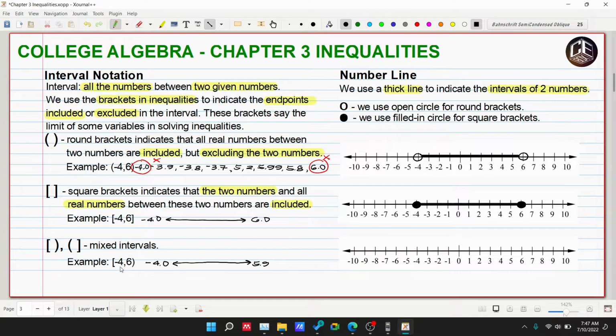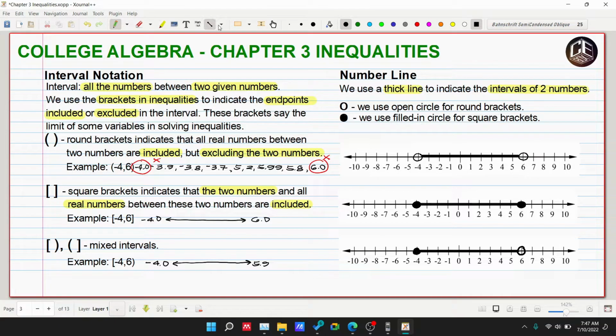Next is, okay, negative 4, then, square bracket, and positive 6, tapos round bracket. So, dito, included siya, no? Ayan, included sa negative 4, and then, excluded naman yung positive 6. Pero, pasok lahat ng real numbers sa pagitan nilang dalawa. Okay? So, meron din naman yung infinity.